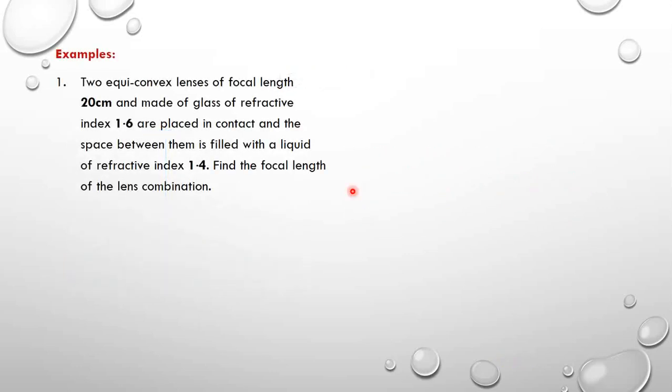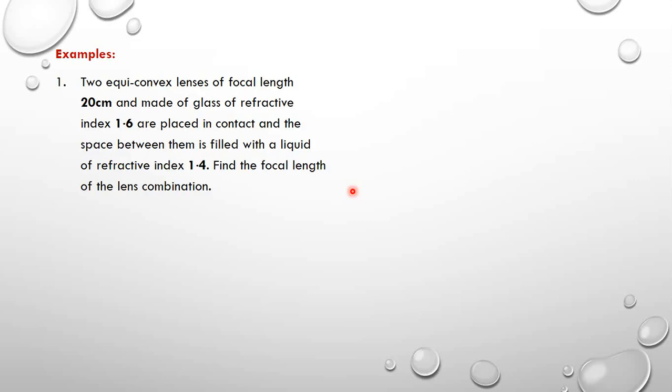Two equiconvex lenses of focal length 20 centimeters and made of glass of refractive index 1.6 are placed in contact, and the space between them is filled with a liquid of refractive index 1.4. Find the focal length of the lens combination.